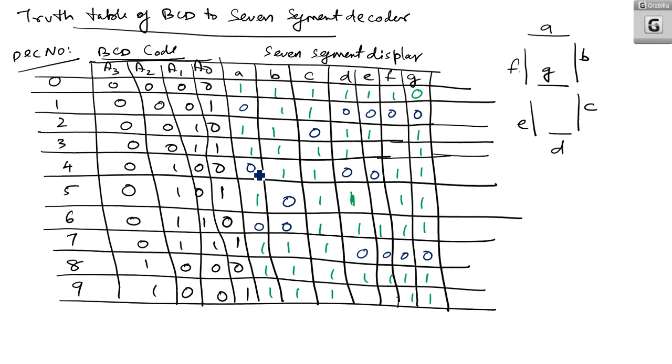To display 4, A is not required. To display 3, A is required. To display 2, A is required. To display 5, A is required. To display 6 also we can have 1, no problem. To display 7, 8 and 9, it should be there. That means to display 4 and to display 1, that is not required.